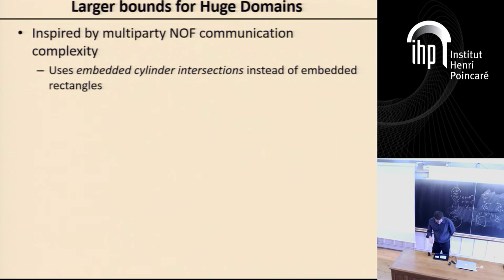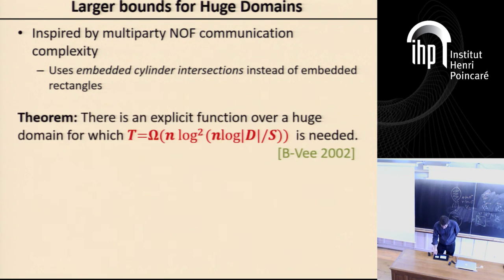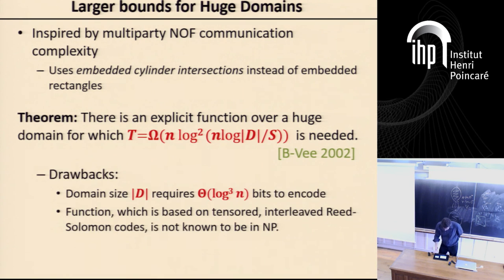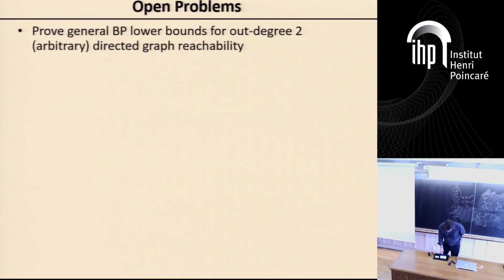Using multi-party number on the forehead communication complexity, there's a similar notion of embedded cylinder intersection instead of embedded rectangles, and we can get kind of like an n log squared n lower bound. This is work with V. There are some drawbacks. One is, the function is not known to be in NP, and the other is the domain size actually needs log cubed n bits to be represented. Okay? So more to the point, I want to talk about open problems.